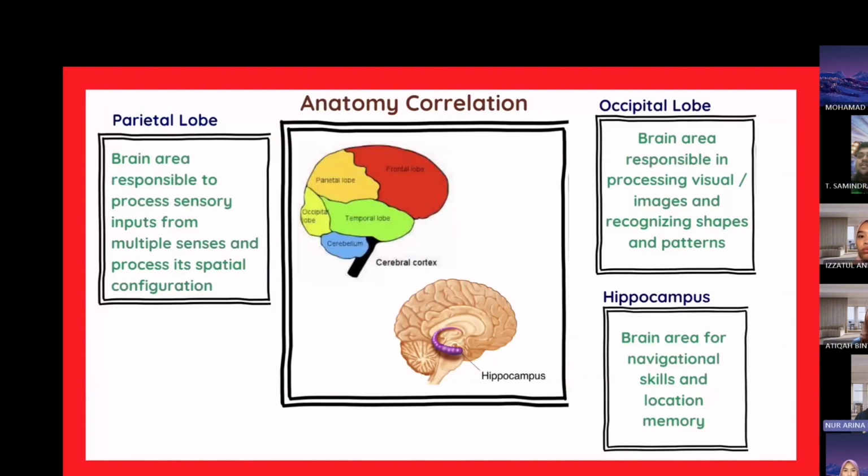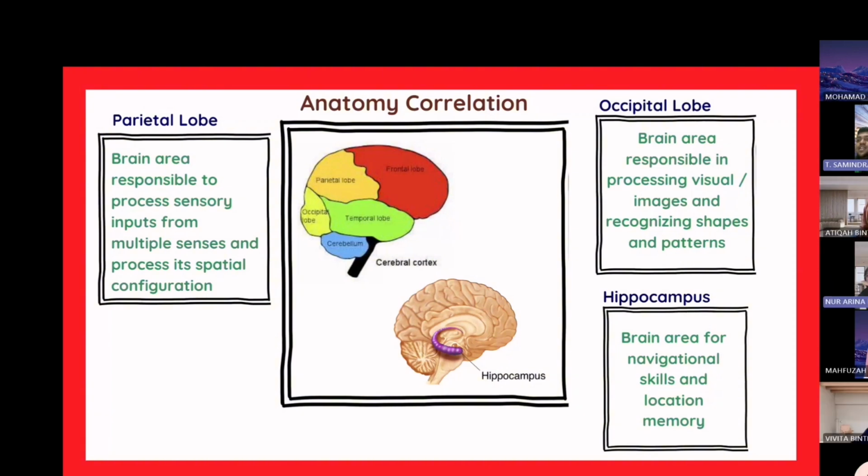Next. These are the brain areas that connect to spatial intelligence. 1. Parietal lobe. Brain area responsible for processing sensory inputs from multiple senses and processing their spatial configuration. Second, occipital lobe. Brain area responsible for processing visual images and recognizing shapes and patterns. Lastly is the hippocampus, brain area for navigation skills and location memory.